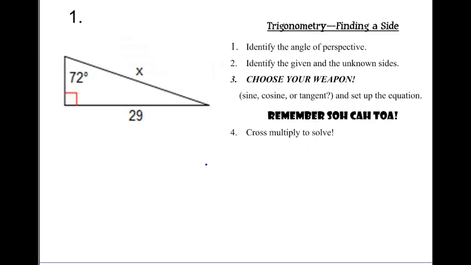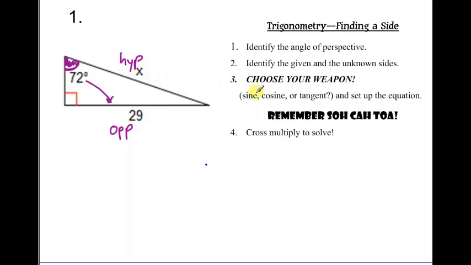Let's do one of these. All right, so here's our first example. We're going to start by identifying our angle of perspective, and in this case it's the given angle of 72. You'll always use your given angle if you know it. So this is our angle of perspective. Now in step 2 we have to identify the given and the unknown sides. That's our x and our 29. I can see my angle of perspective is giving me that 29 is the opposite side, and x, of course, since it's right across from the right angle, that's the hypotenuse.